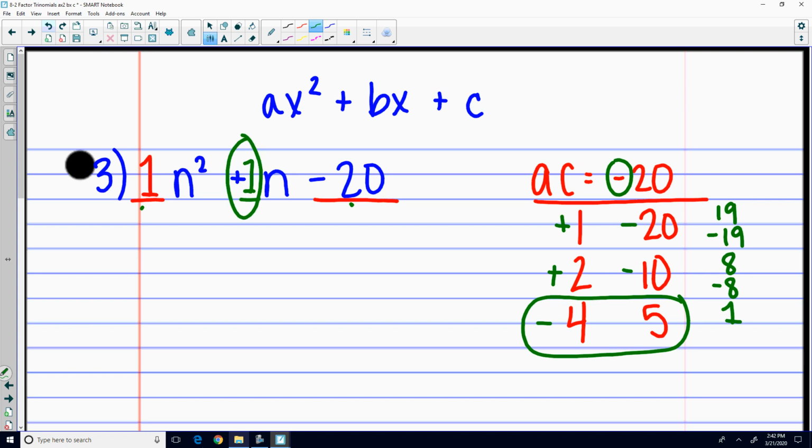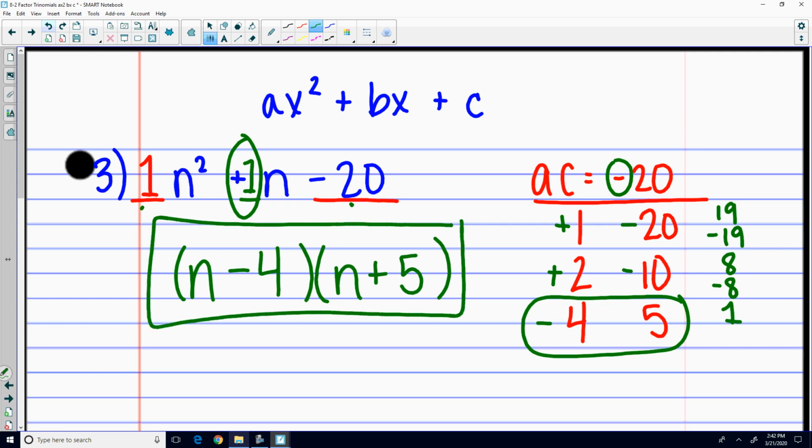I now know I need to do negative 4 and 5, and this time my variable was an n. So I put n in my binomials, and this time, since my 4 was negative, it's minus 4, and my 5 positive, so it's plus 5. There's your final answer. And now I'm not going to check it, but when you do your homework, you should FOIL that or box method it to make sure that it equals the original problem.